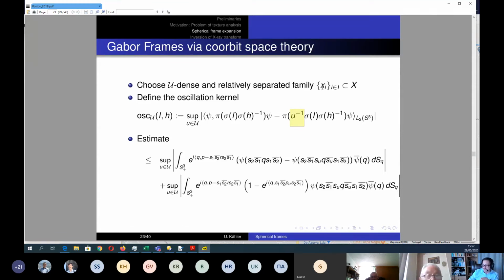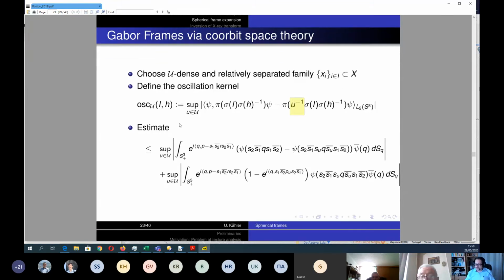So, U-dense and relatively separated means basically that the family you take in your gyro group or homogeneous space, you just take them such that if you take U as a neighborhood around each point, they cover everything. And the oscillation kernel is basically you take the two things and then you just take the deviations between them. Basically, what that thing measures, in the case of Gabor frames where you have these oscillations or modulations, is how much that function is varying in the neighborhood.